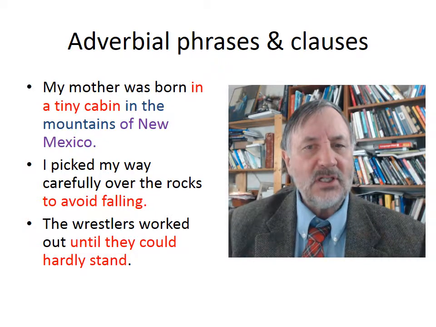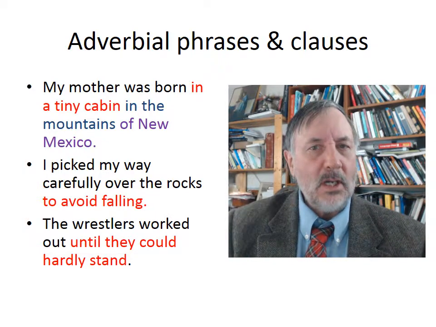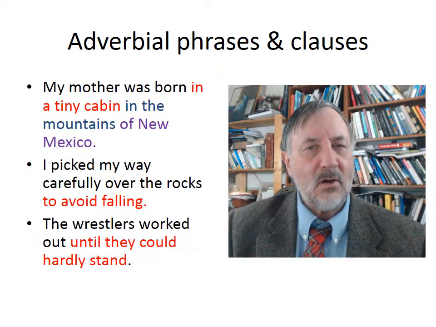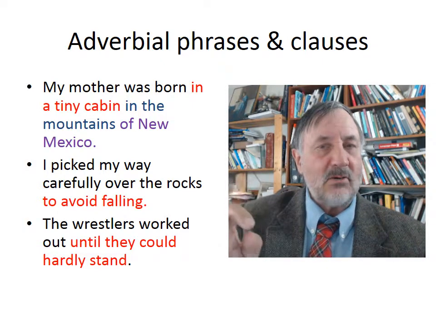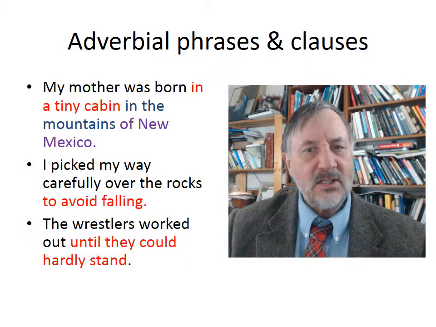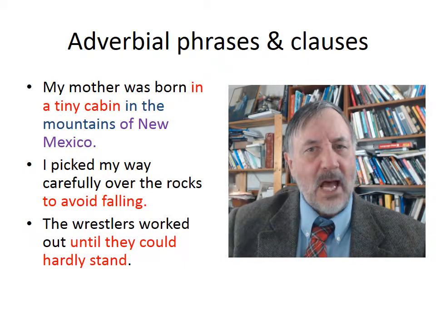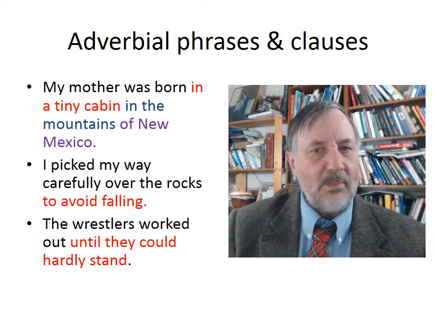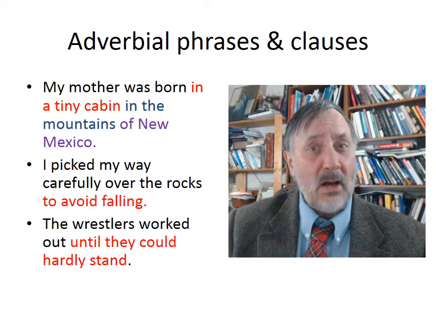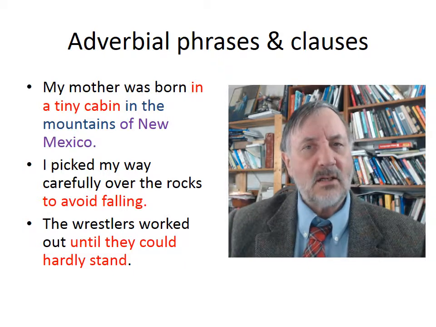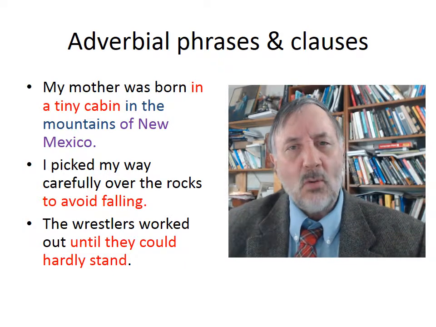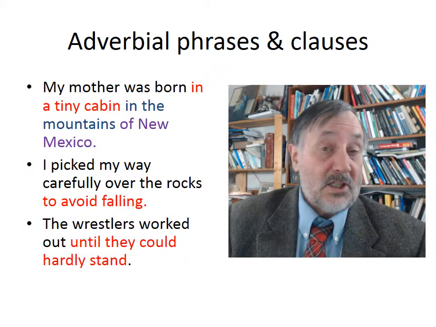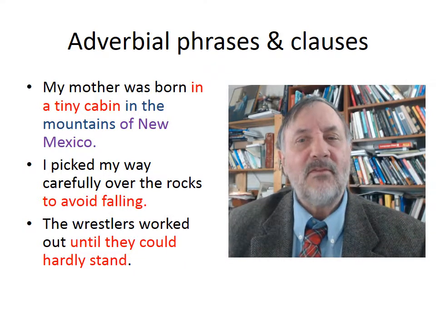And so in the first example, my mother was born in a tiny cabin in the mountains of New Mexico. Here we have a series of prepositional phrases that are modifying the verb, born. Where was she born? In a tiny cabin. Where? In the mountains. Where? Of New Mexico. These prepositional phrases are also known as adverbial phrases because they're modifying the verb.